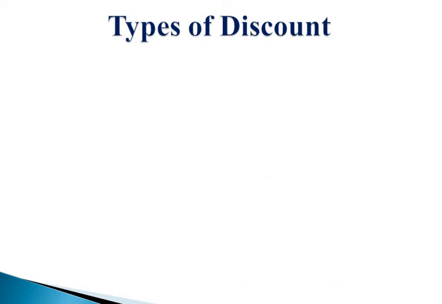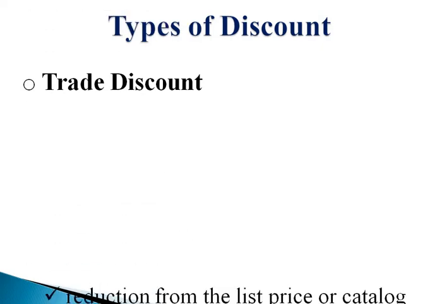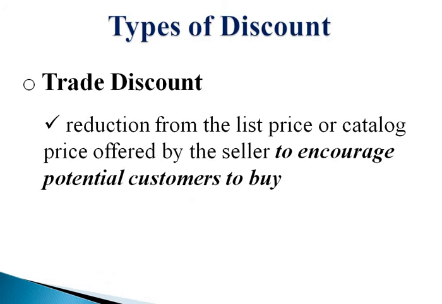There are two types of discount: trade discount and cash discount. Trade discount is a reduction from the list price or catalog price offered by the seller to attract more customers or to encourage potential customers to buy and hopefully even buy in bulk or large quantities. Trade discount is not recorded.